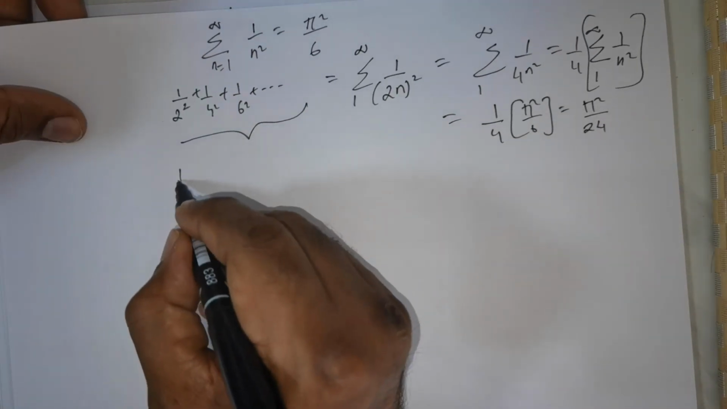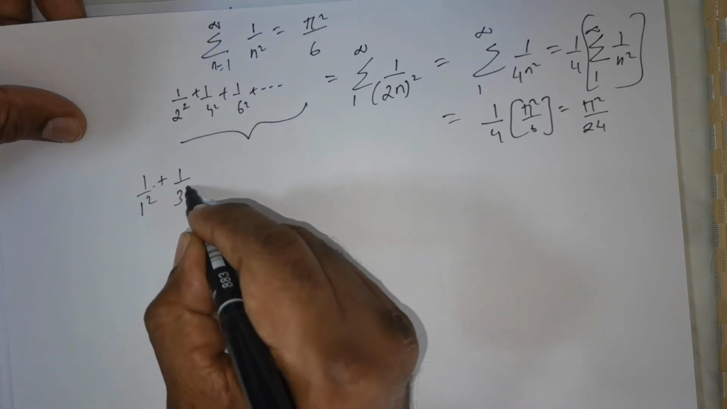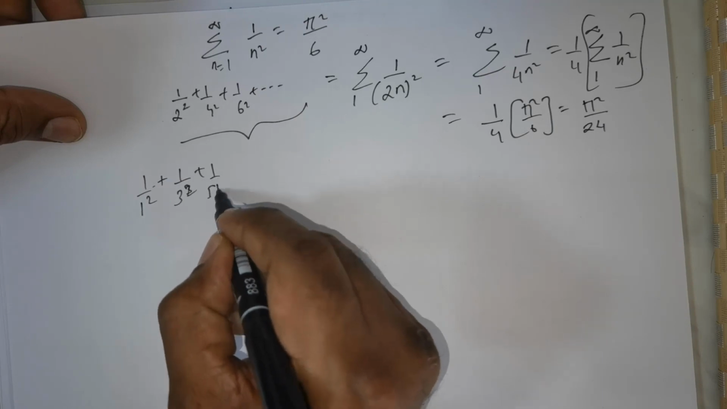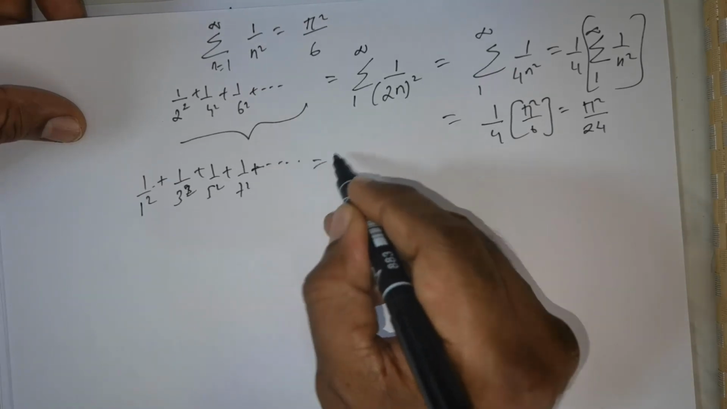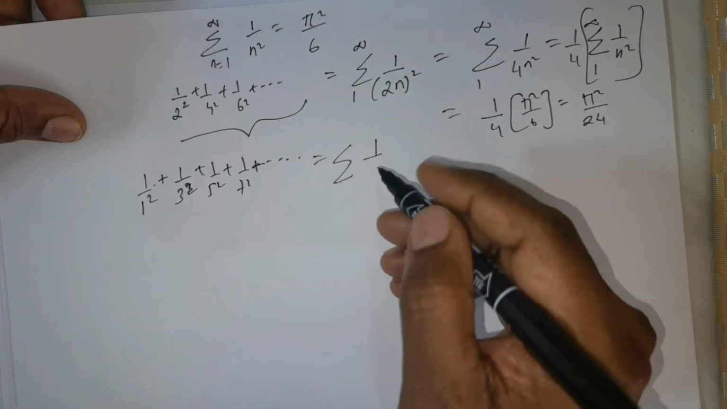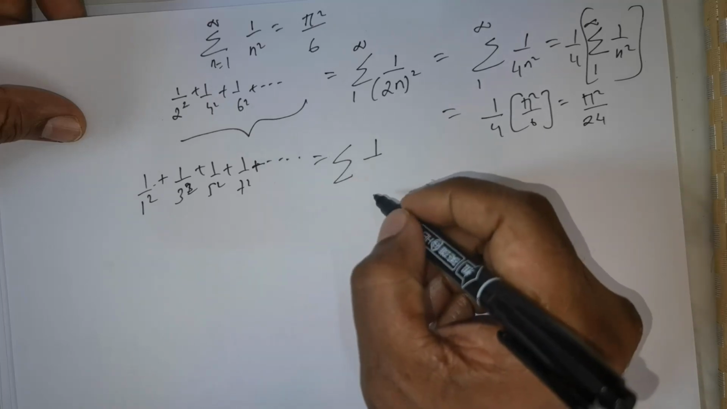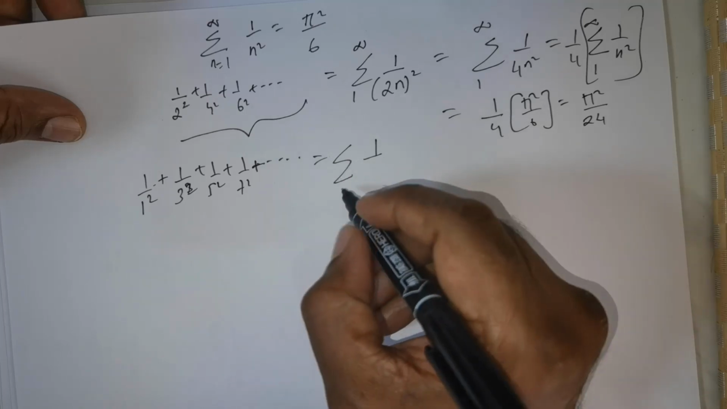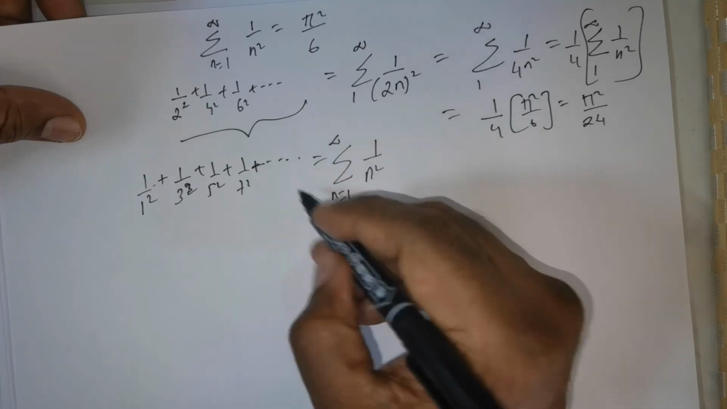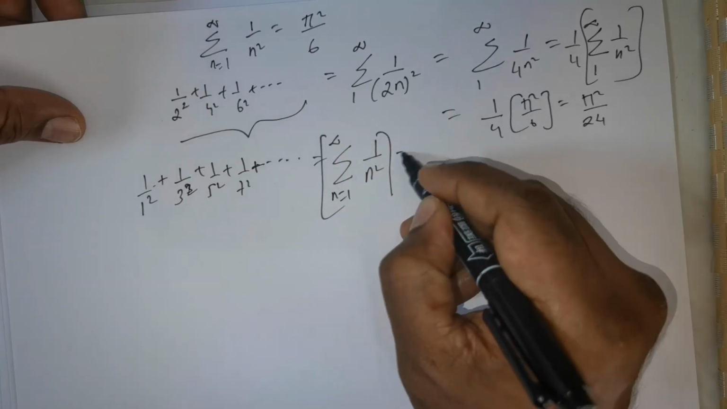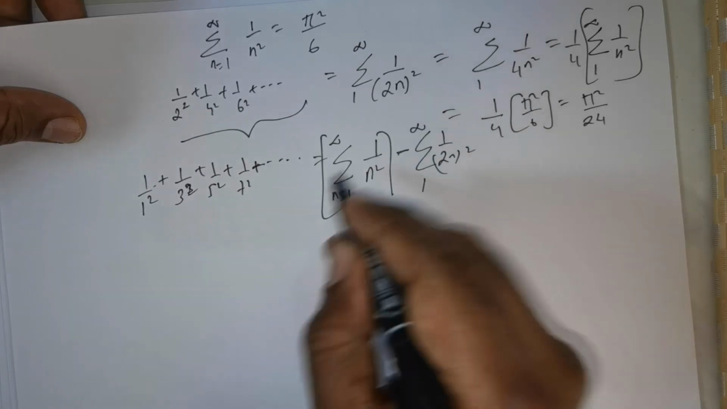Now let me go to the odd terms. So odd terms are 1 over 1 squared, 1 over 3 squared, 1 over 5 squared, 1 over 7 squared, plus etc. Now to get the odd terms we need to be a little bit smarter. So how do I represent the odd terms? I'm going to say the sum from n equal to 1 to infinity of 1 over n squared. This will give me all of the terms. From here I will subtract the even terms, right? That's the way we represent it.